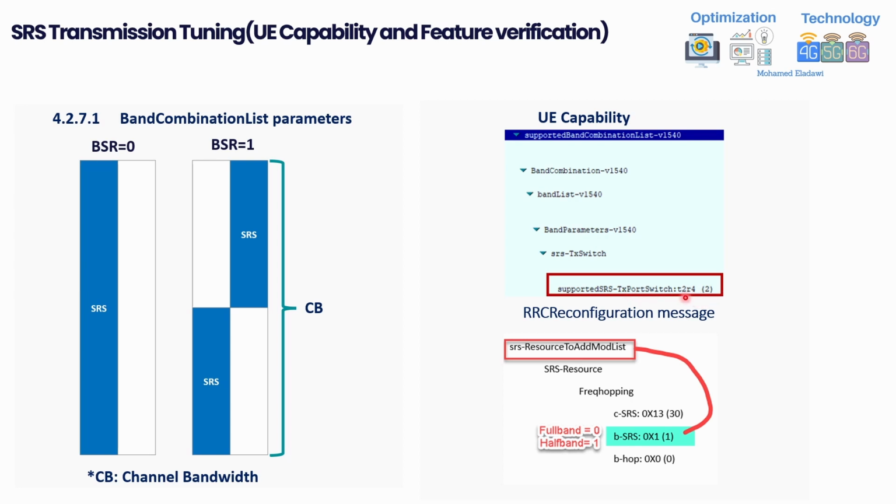Or if you find it, it should have an equal number, for example, of transmitters and receivers, or if it's different, again it must be shown in the capability. If it's showing not supported, then you cannot use this particular UE.